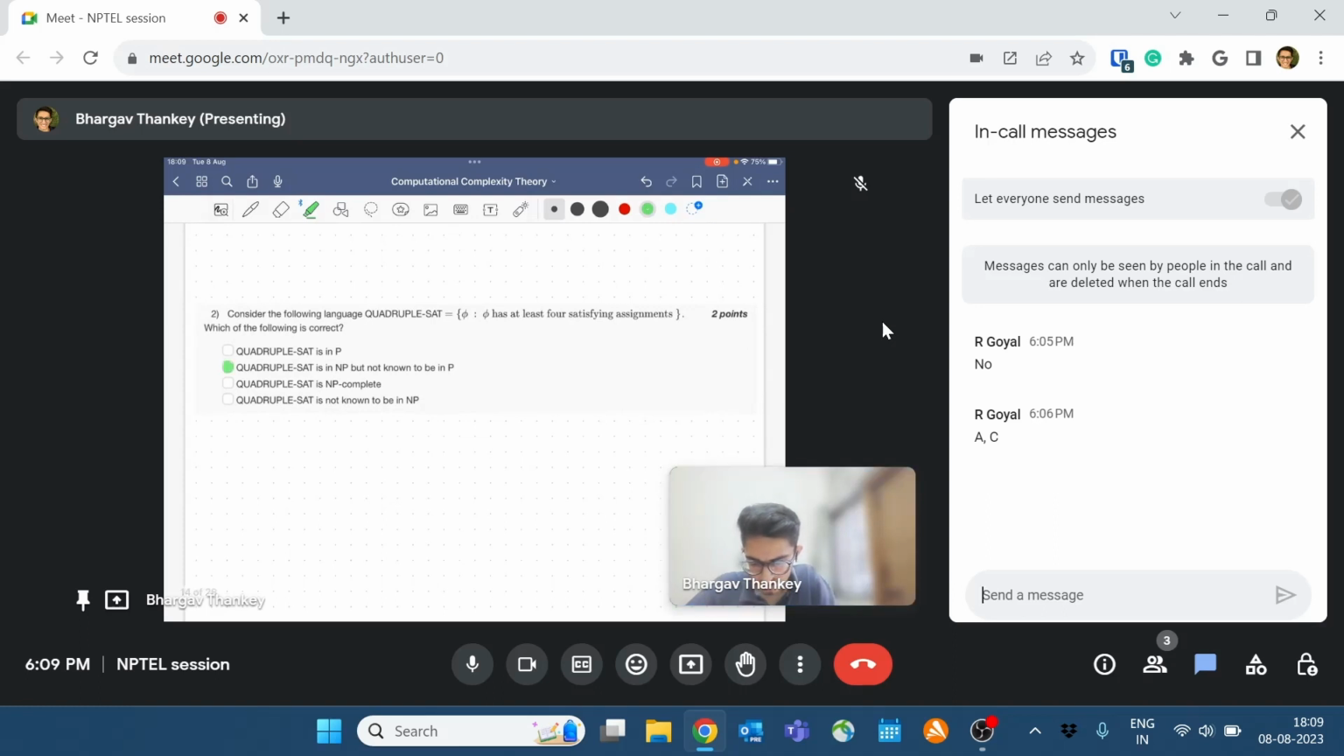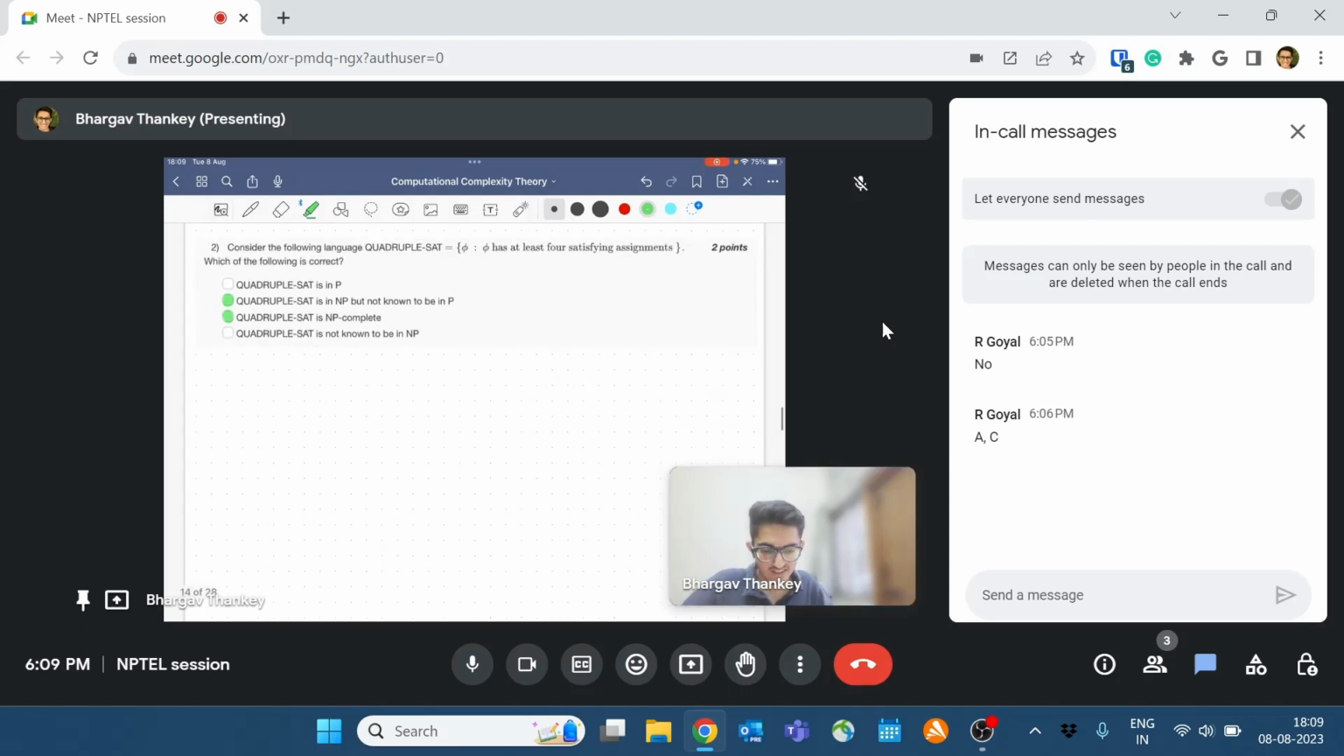C would be correct, and then B and C would be correct. Okay, and why is C correct? B is clear. Why is C immediately correct? Since we are looking for four satisfying assignments, this problem would be at least as hard as the satisfiability problem, and satisfiability is NP complete, so therefore this is also NP complete. Yeah, so that intuition is correct.